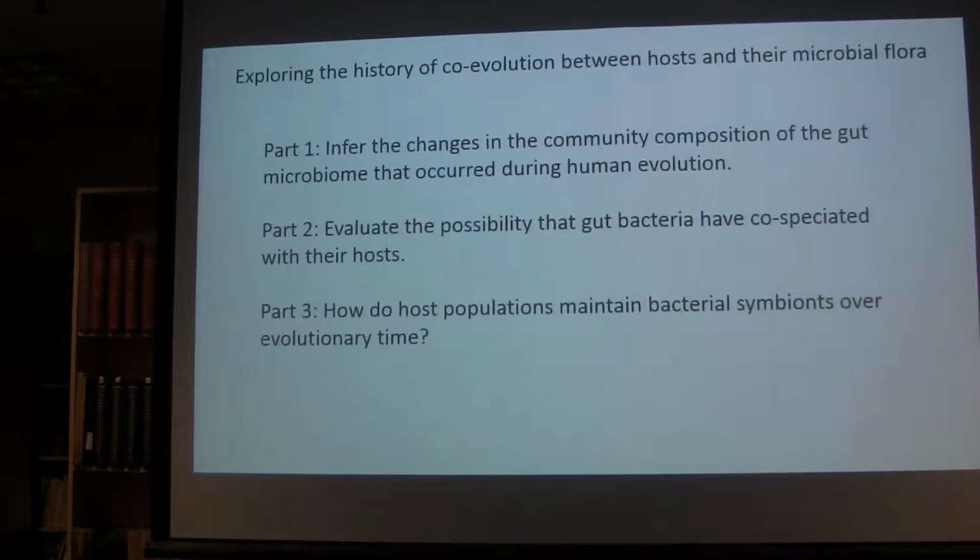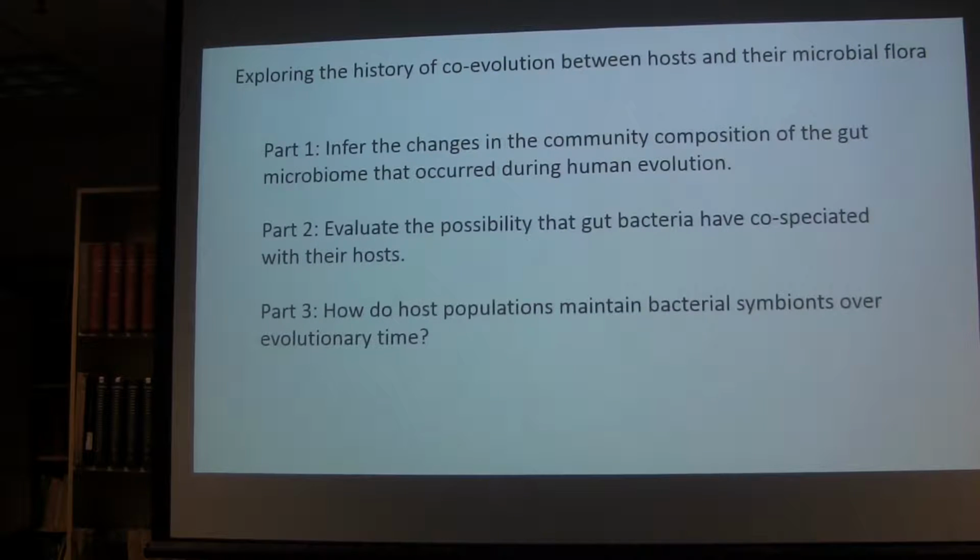And so in part one, I'm going to be considering the gut microbiome as if it were a morphological character, and doing traditional comparative approaches to infer the changes in the composition of the gut microbiome that occurred as humans diversified from other species of apes. In part two, I'm going to look at the possibility that gut bacteria and hosts have actually co-speciated with one another.